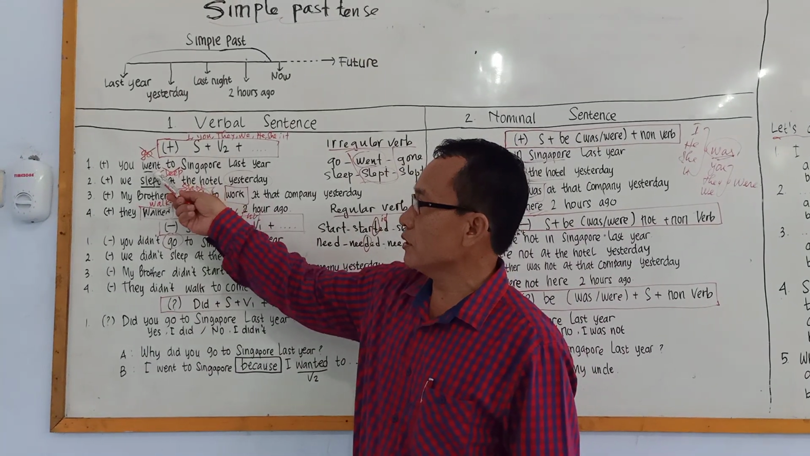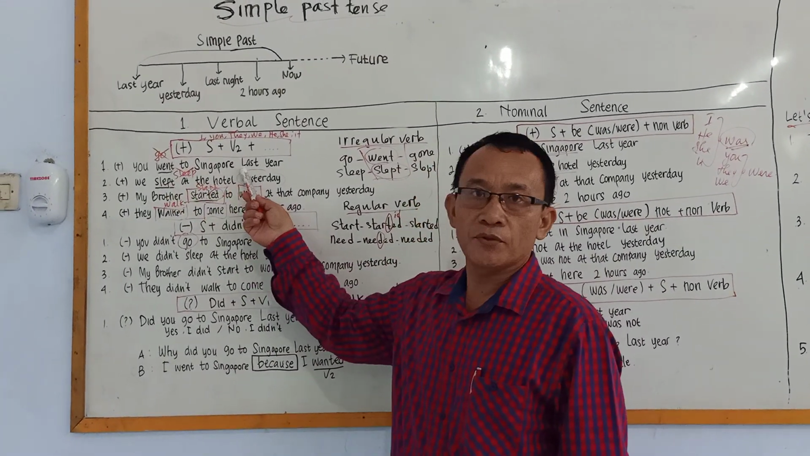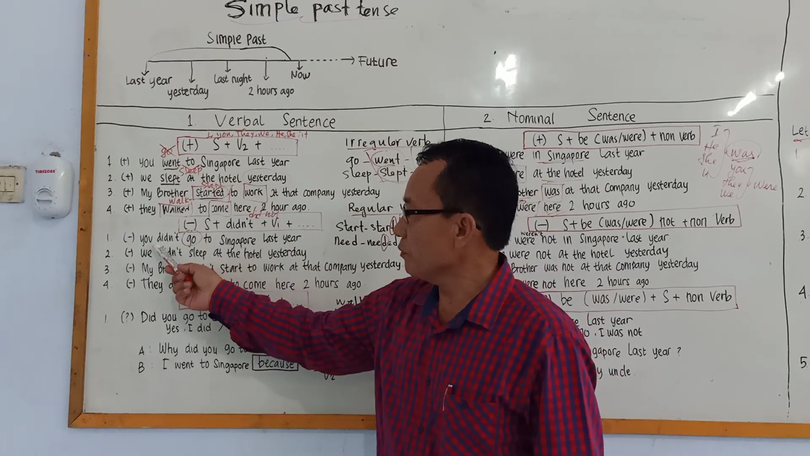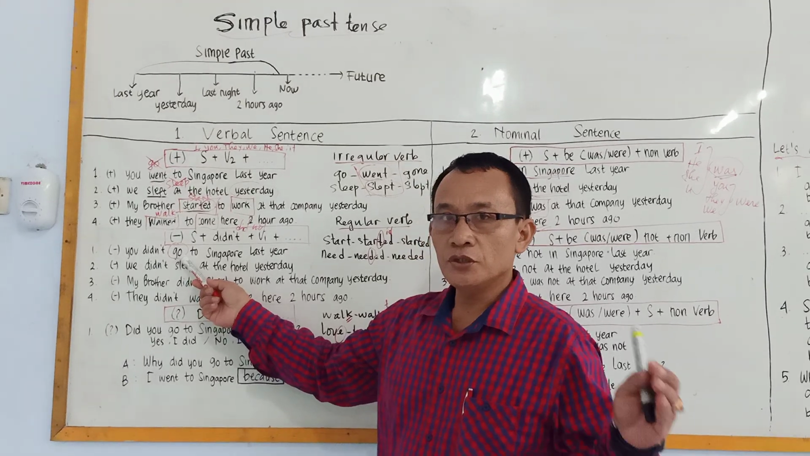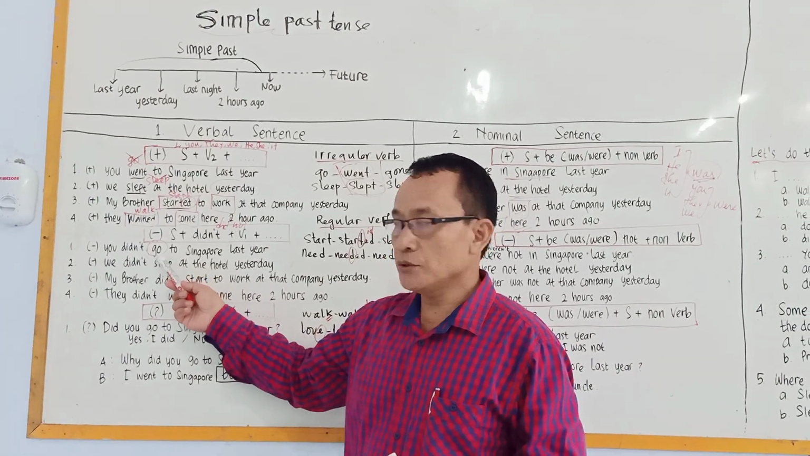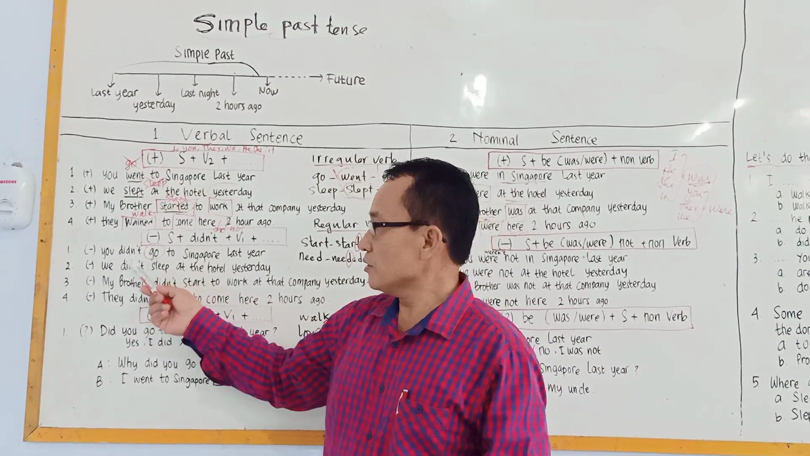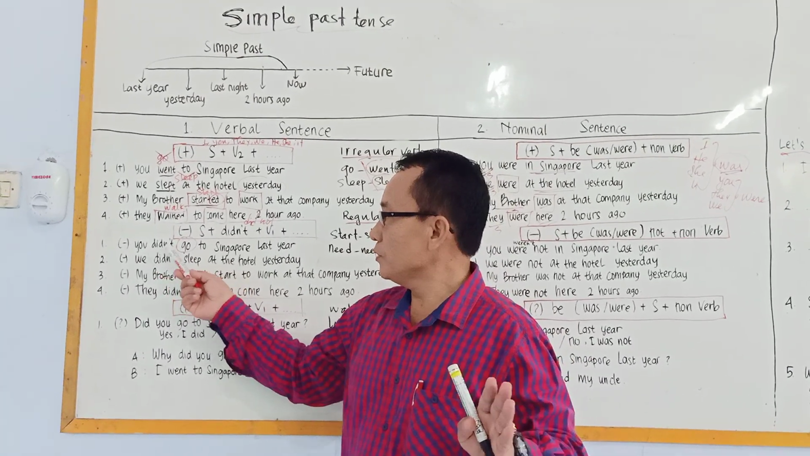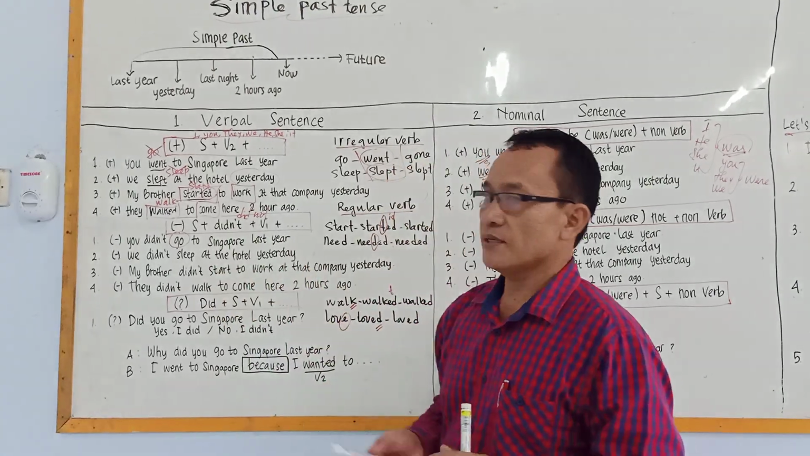Go. In positive, you can say you went to Singapore last year. But in negative, you didn't go. Go back to verb 1. Don't say you didn't went. No, that's wrong. You didn't go to Singapore last year.